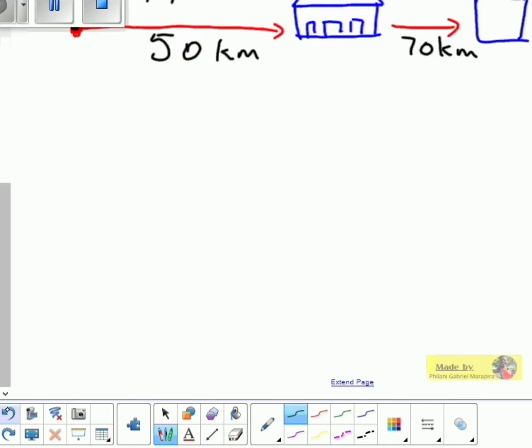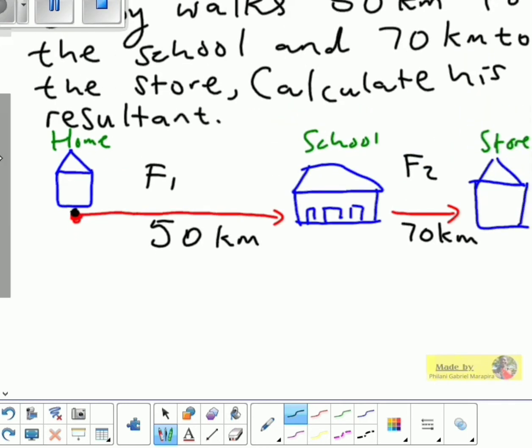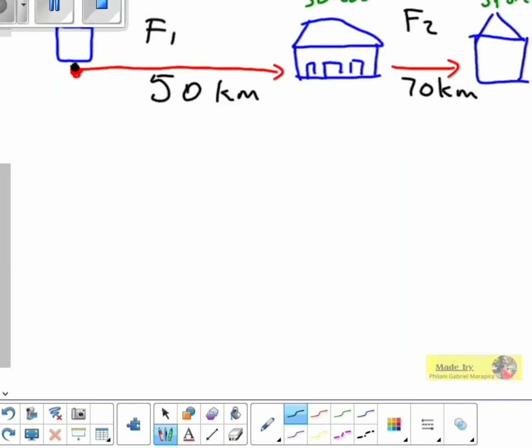So if we were going to draw vectors for this, we've actually got two vectors, from home to school and from school to the store. How do we represent these vectors? We start here at the starting point, which is home. This is the tail of the vector, and then it moves 50 kilometers to school. This is the magnitude of the first vector, or the size of the distance of the first vector.